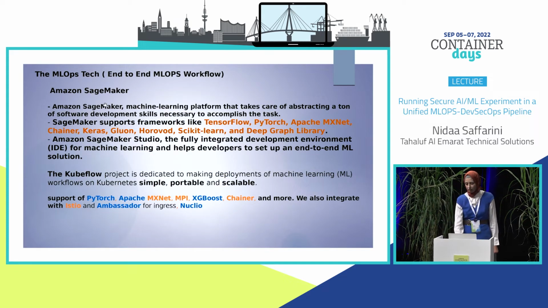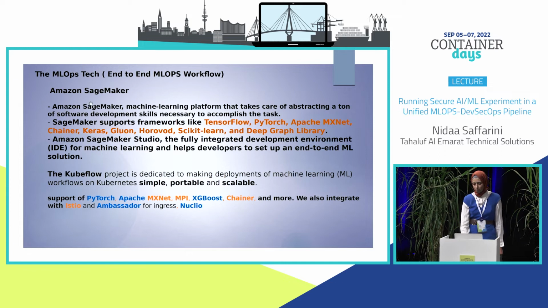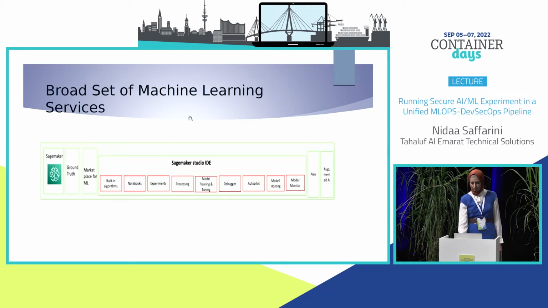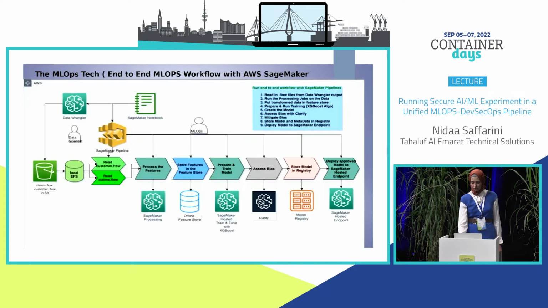This is just a comparison between SageMaker and Kubeflow. In AWS, these are mainly the services that we could use. We can use this IDE to build the pipeline, training, building the model, and deploying, using the SageMaker IDE and automation. It's an end-to-end, all-in-one tool.